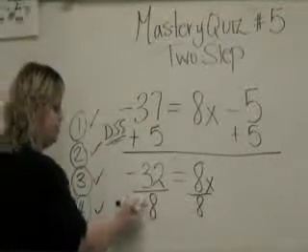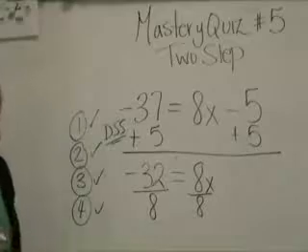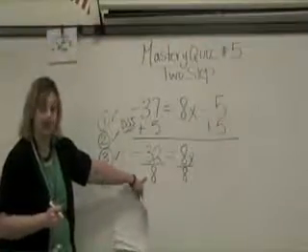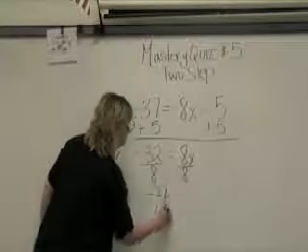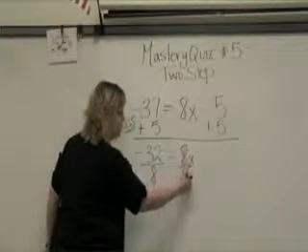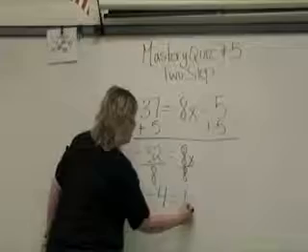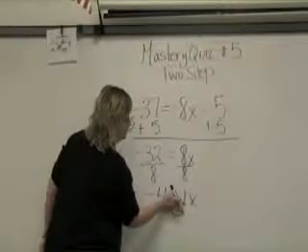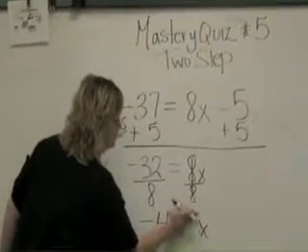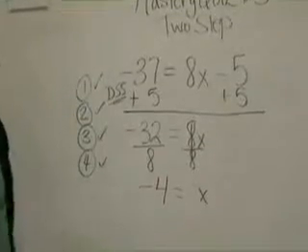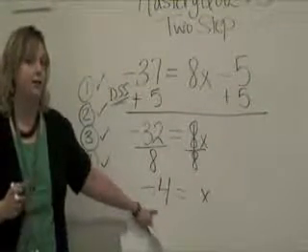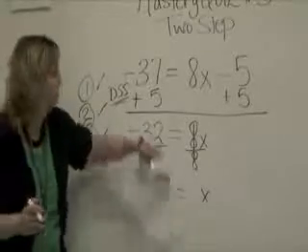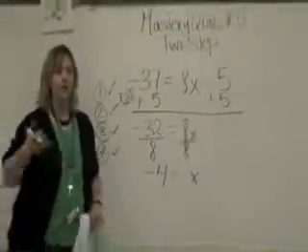Negative 32 divided by 8. 1 positive, 1 negative. Therefore, the negative rules out. It's negative 4. 8 divided by 8 is just 1. So I'm left with 1x, but we all know we don't need that 1. So x is equal to negative 4. And of course, if I want to make sure that I got the correct answer, I can do what? I can plug it back into the original equation and see what I get.